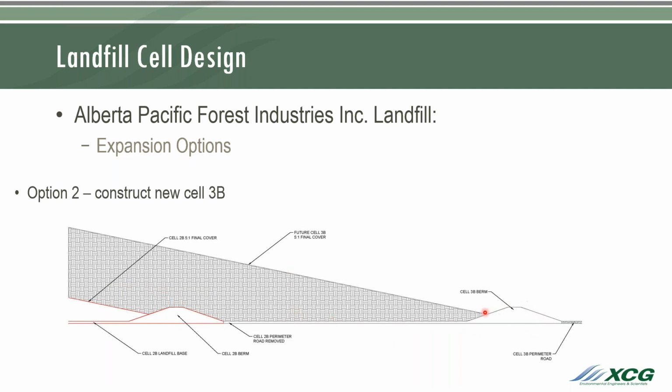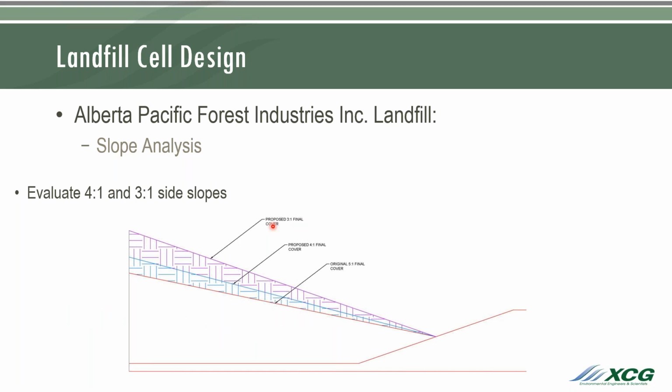What you can see here, the gray is the cell 3B expansion, and this shows you the effect that the expansion has on that sliver of waste. So the red again was the cell 2B berm, the haul roads removed. This is where your final cover would go up for 2B, and now this shaded-in area is all the area that you gain by expanding a new cell instead of just bumping that berm up. So this option actually increased their landfill filling capacity by several years, and so that's why it was the chosen option for the Alberta Pacific landfill.